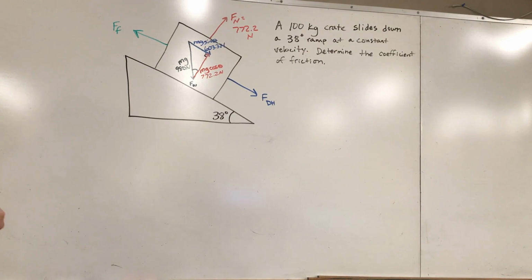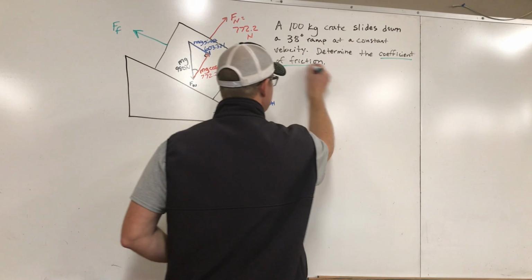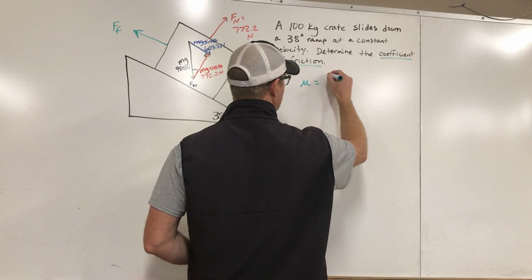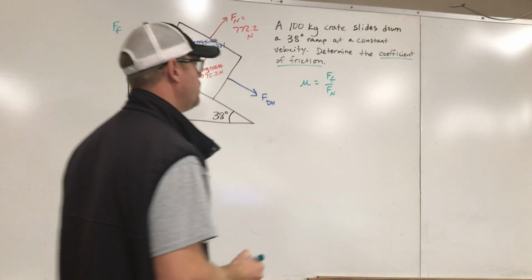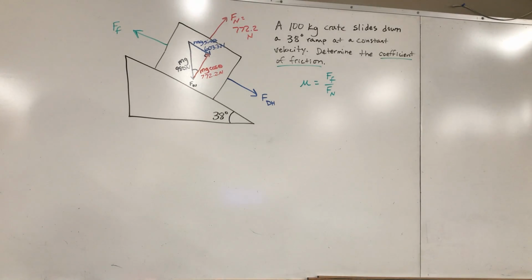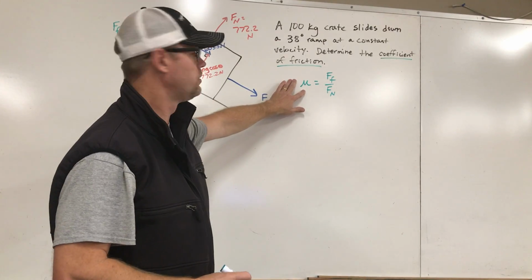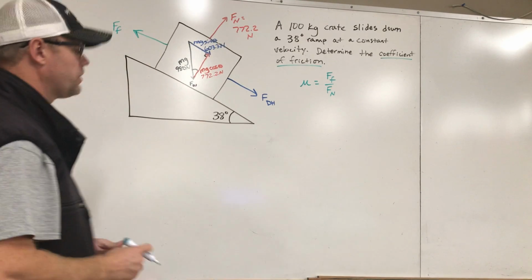Now I'm going to take a look at what the question's asking me. The question is asking not for the force of friction, but the coefficient of friction. So I'm going to write down mu equals force of friction divided by the normal force. This is the definition of the coefficient of friction. The problem is I need the frictional force in order to calculate the coefficient. But the nice part is Newton's second law tells us what this should be.